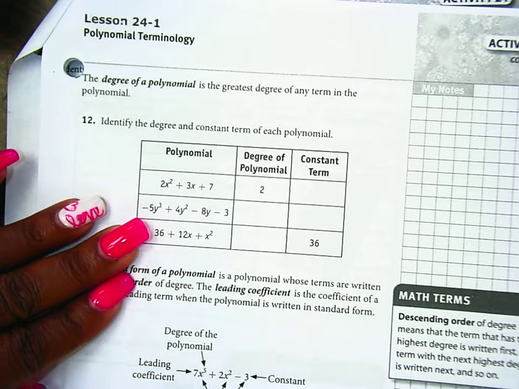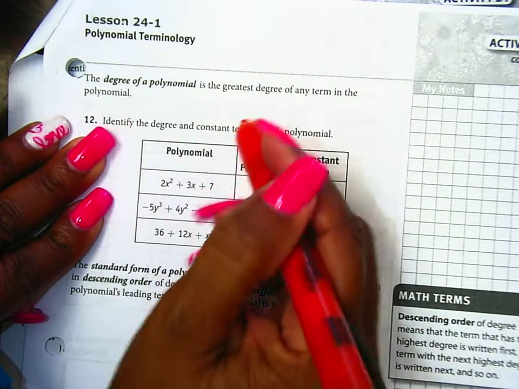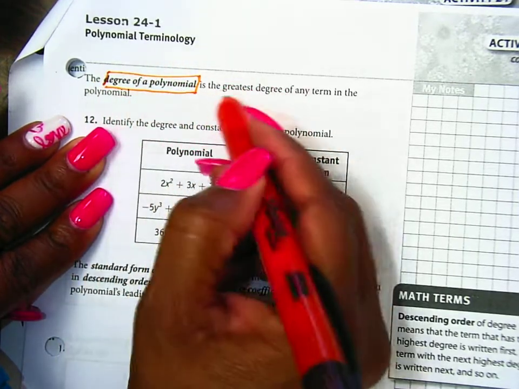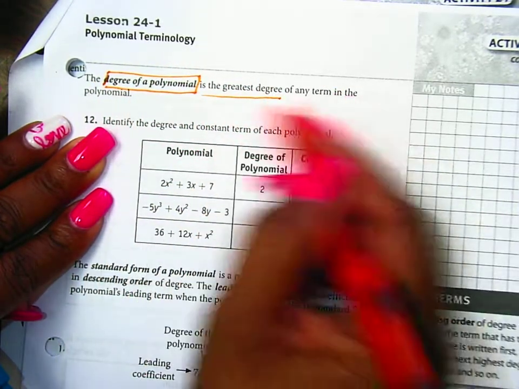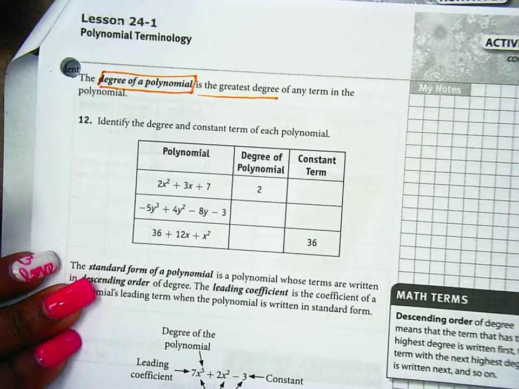Continuing on with polynomial terminology, we have the degree of a polynomial. The degree of the polynomial is the greatest degree of any term in the polynomial. So the highest degree of any term. Okay.